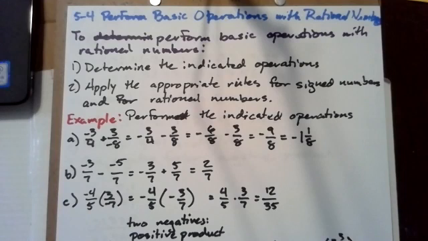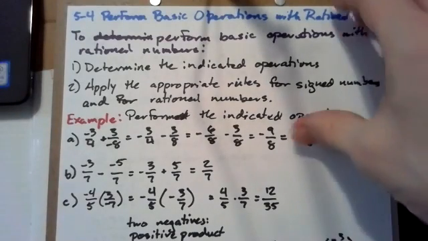Negative 3/4 plus 3 over negative 8 is equal to negative 3/4 minus 3/8, which is negative 6/8 minus 3/8, which is negative 9/8, or negative 1 1/8. For B, negative 3/7 minus negative 5/7 is negative 3/7 plus 5/7, which is 2/7.